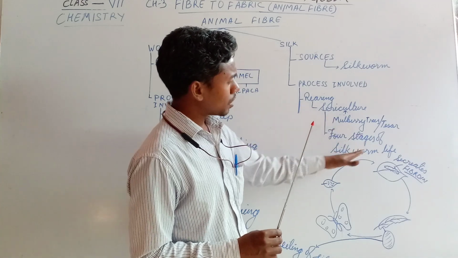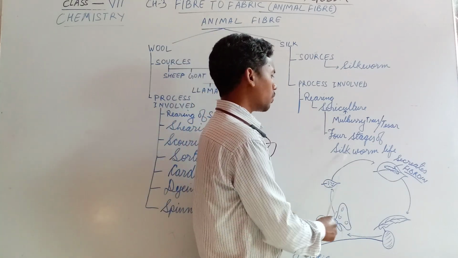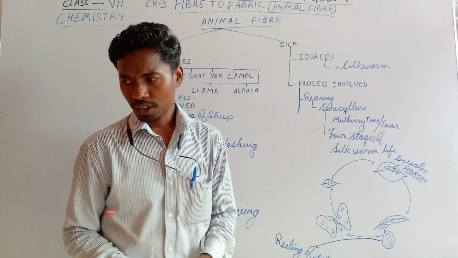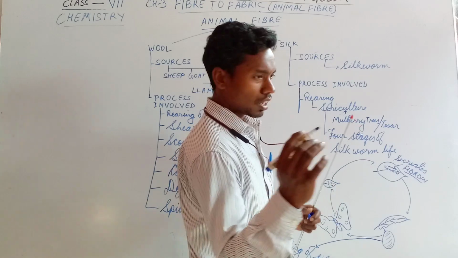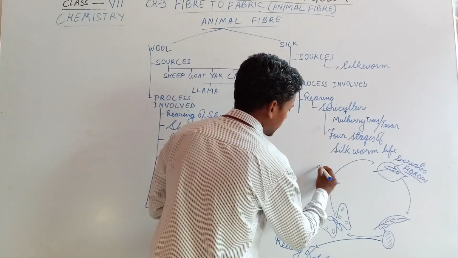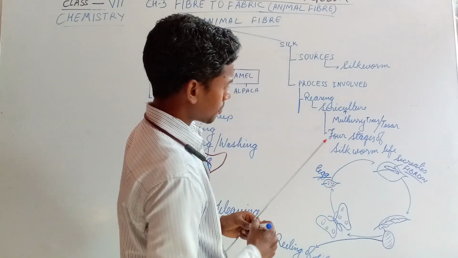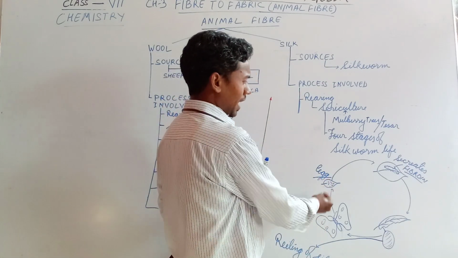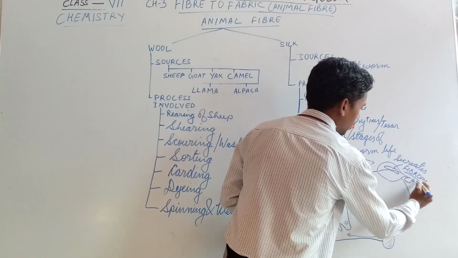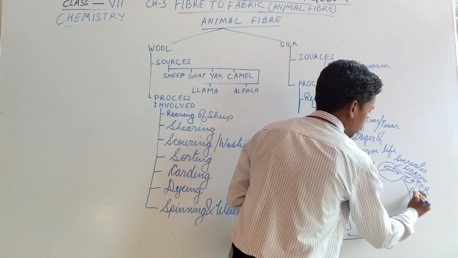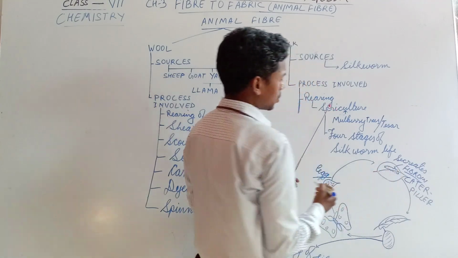So when we rear these silkworms, we can see different stages of the silkworm's life. There are 4 stages in the life of a silkworm. The life starts with an egg. You see on this leaf we have eggs. After some time, when these eggs hatch, we have the caterpillar. This worm is called a caterpillar.